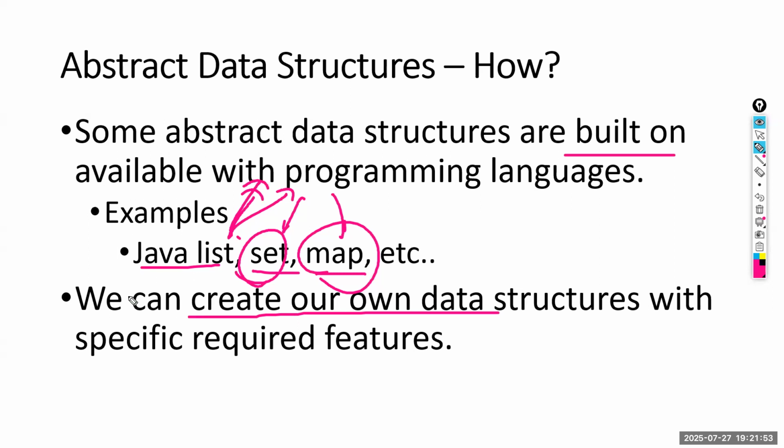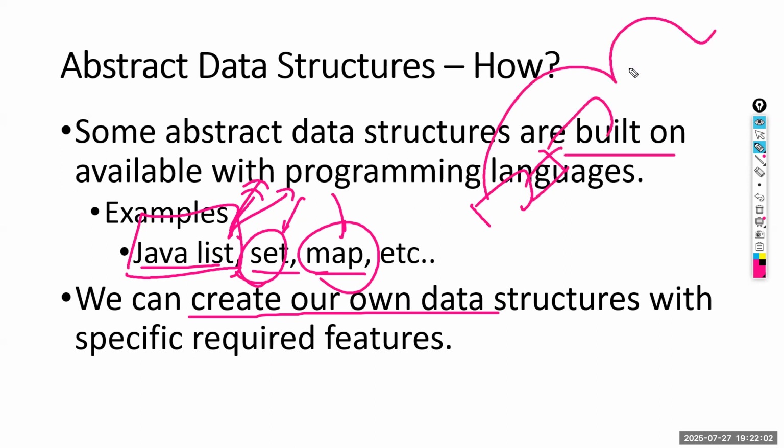And sometimes Java list is not going to work. You need your own list because maybe you need a doubly linked list. You need a skip list. Those are not available built in, so you are supposed to develop and use them.